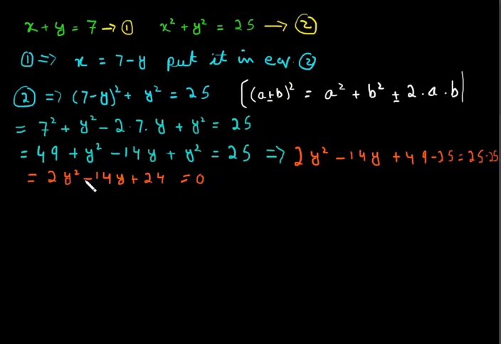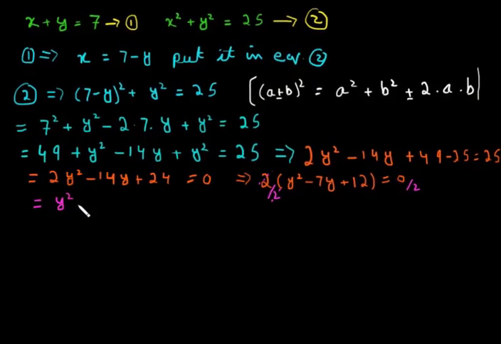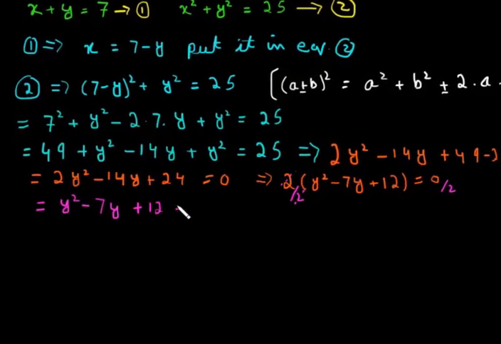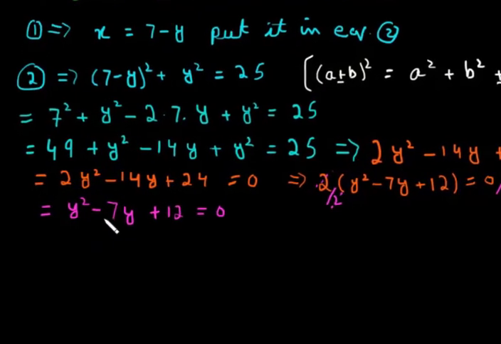Now I will take 2 common from this side. By taking 2 common, I will come up with y squared minus 7y plus 12 is equal to 0. Dividing by 2 on both sides, the 2s cancel with each other, and I will only come up with y squared minus 7y plus 12 is equal to 0. This is a quadratic in y.